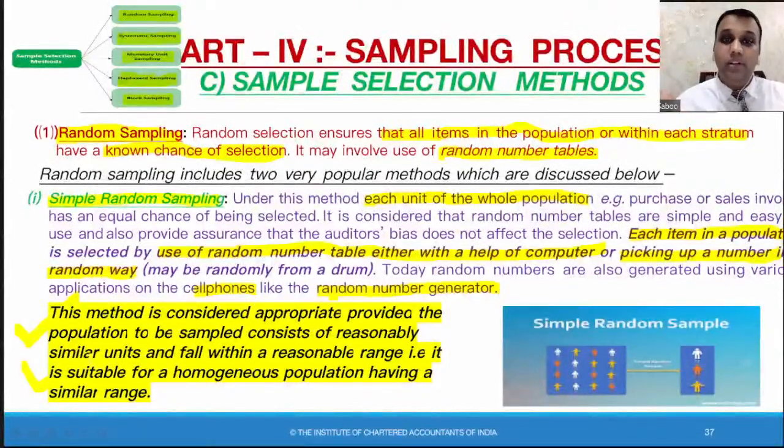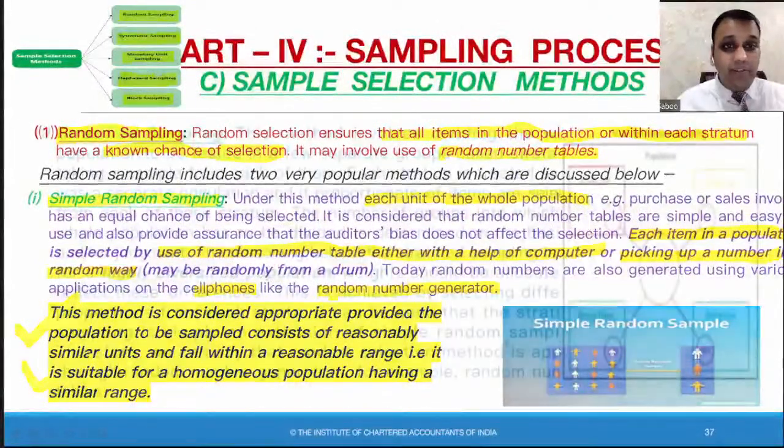We use our idea or random number tables, any criteria to choose randomly from the population. Right? So this is the way to select samples from the population.